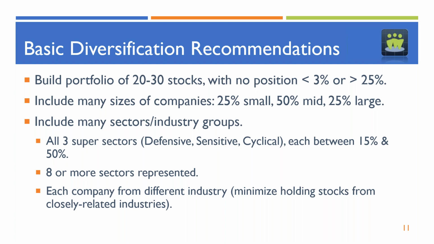And then each company should be from a different industry and not closely related to other industries that are held. And by that we mean if you own a semiconductor chip stock, don't also own a semiconductor equipment stock, because the same headwinds and tailwinds and economic factors often influence both of those different companies. So keep that in mind and try to make sure that you're spreading out your holdings into a number of different industry groups with no overlap.